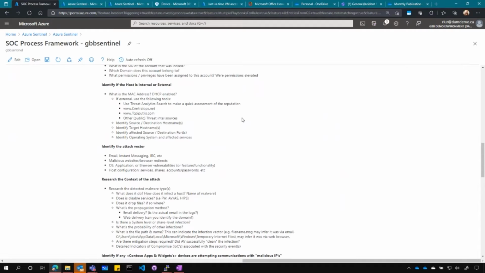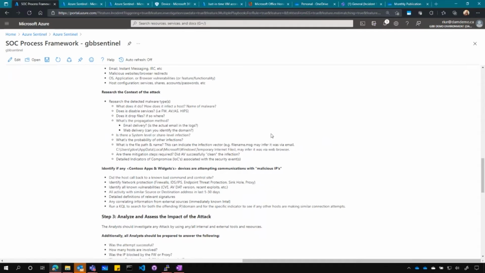Or is it tied to accounts and passwords and that accessibility through those accounts to those high-value targets? So looking at that attack vector gives you a well-rounded approach to what that root cause might be as you're stepping through and asking yourselves questions around the incident and how that alert was generated.